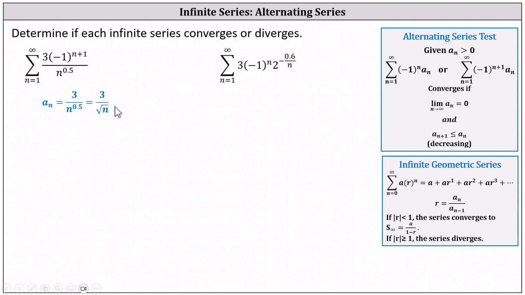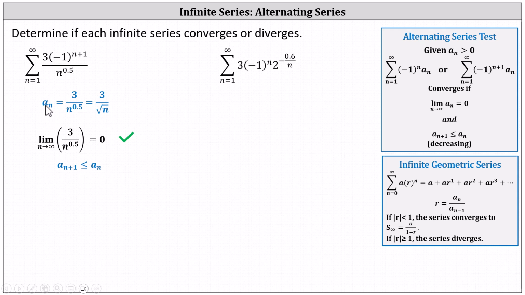And now we'll determine the limit as n approaches infinity of a sub n. As n approaches infinity, notice the denominator increases without bound, the numerator stays at 3, and therefore the fractions get smaller and smaller and approach 0, and therefore the limit is equal to 0. So the first condition has been met, and now we need to show that the terms of the series are decreasing, meaning a sub n plus 1 is less than or equal to a sub n.